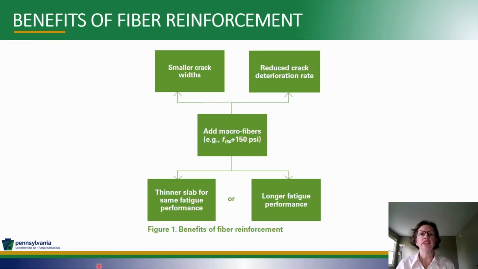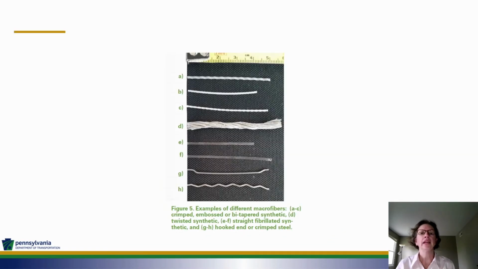Let's look at the benefits of fiber reinforcement. When macrofibers are added to the mix, we get a smaller crack width, a reduced crack deterioration rate. We can also get either a thinner slab for the same fatigue performance or a longer fatigue performance. Here are some examples of synthetic and steel macrofibers: crimped, embossed or bitapered synthetic, twisted synthetic, straight fibrillated synthetic, and hooked end or crimped steel.